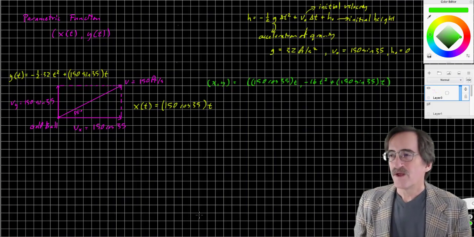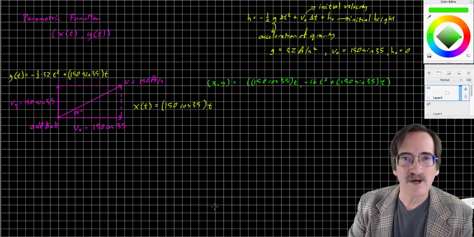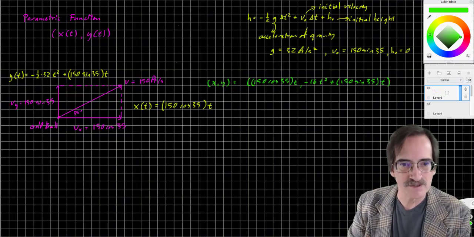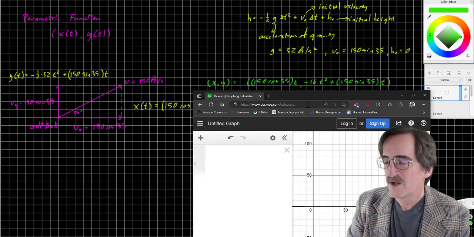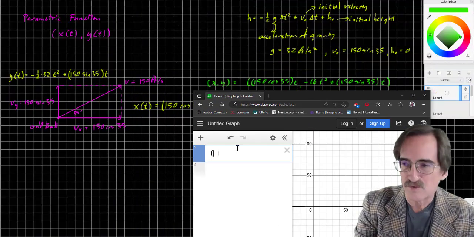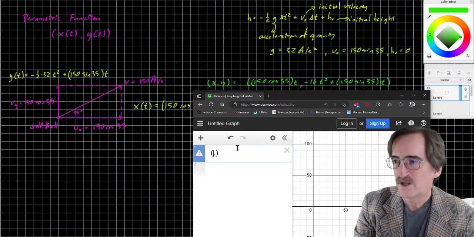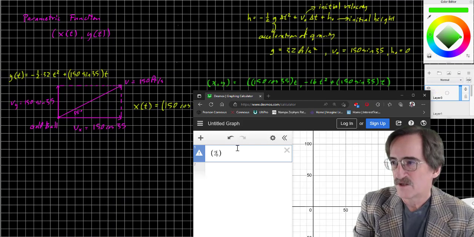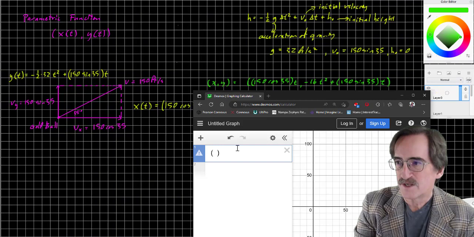Your graphing calculator has the ability to graph parametric functions. So does Desmos, and since Desmos is what I have access to, I'm going to bring up Desmos here. So basically what you do is you include a parentheses with a comma, right? And I can graph, say, 2, 5, and graph a point that way. But in this case, I'm going to put in a parametric equation.